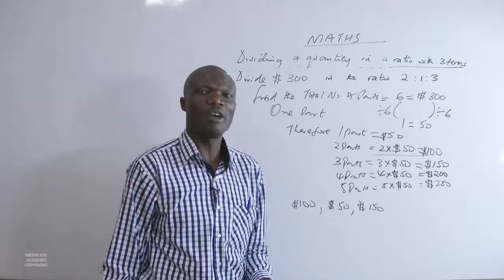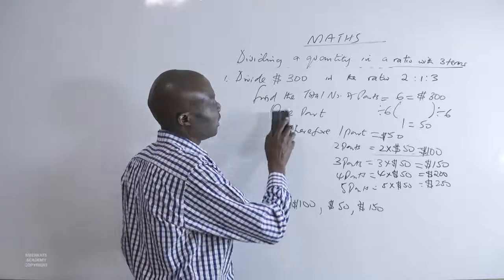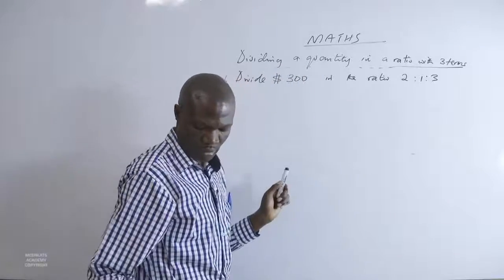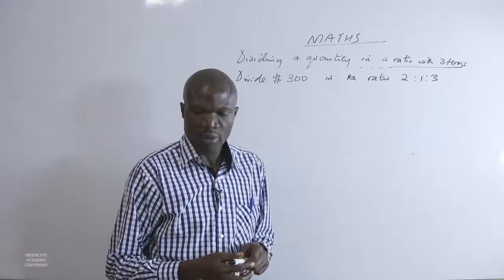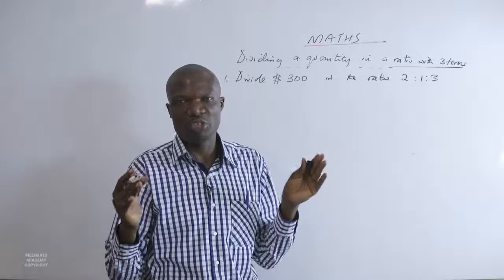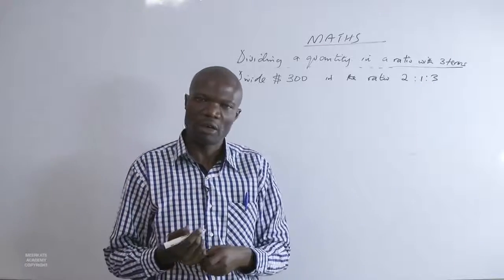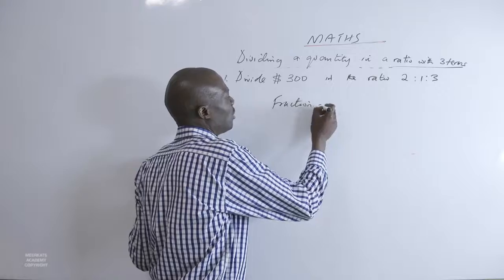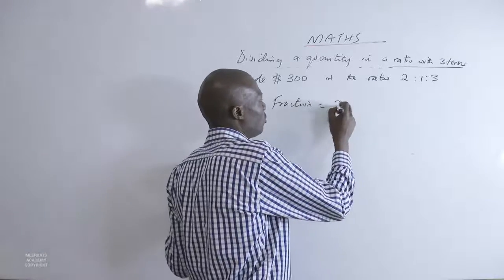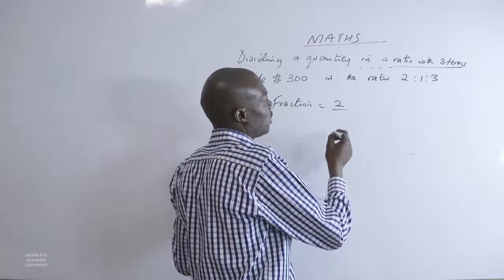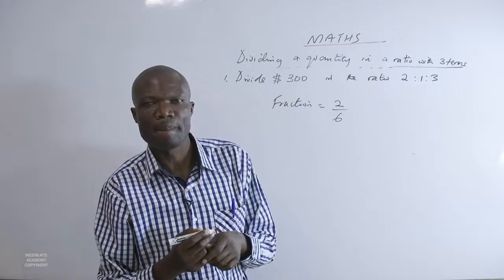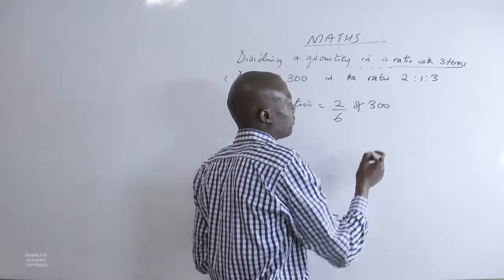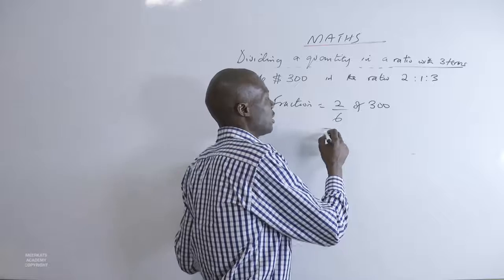If we were to approach this now using the fraction method, the same question. Now, with the fraction method, we normally go straight to finding the amount for each ratio. So, the fraction of the first part is given by the number there, which is 2, over the total number of parts, which in this case is 6, if I'm not wrong, of the total amount, which is $300. Replace "of" with a multiplication sign.